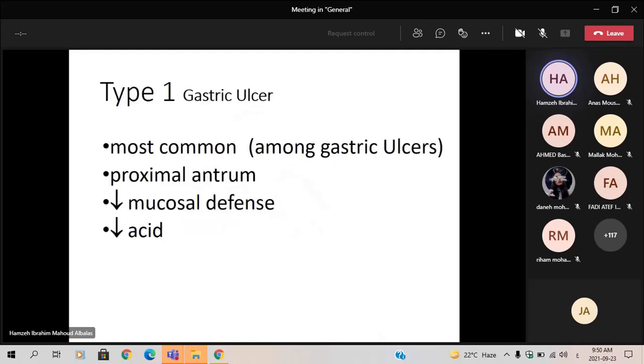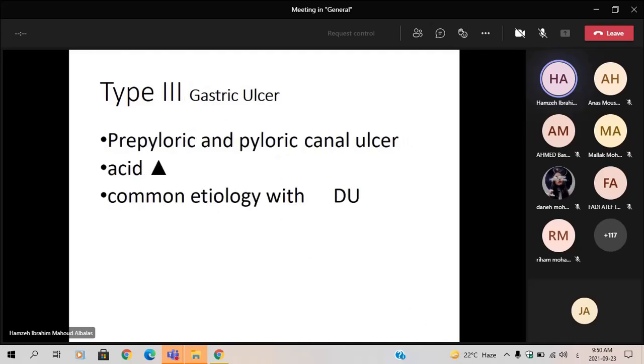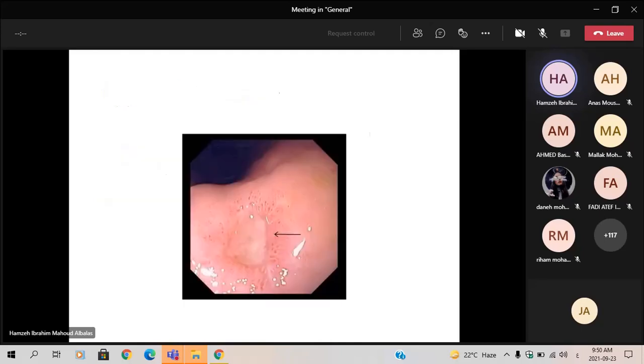Type 1 gastric ulcer is the most common among gastric ulcers, proximal to the antrum. It occurs because of decreased mucosal defenses and decreased acid. Type 2 is secondary to the duodenal ulcer and pyloric stenosis. Type 3 is pre-pyloric and pyloric canal ulcer due to increased acid and common etiology with duodenal ulcer.